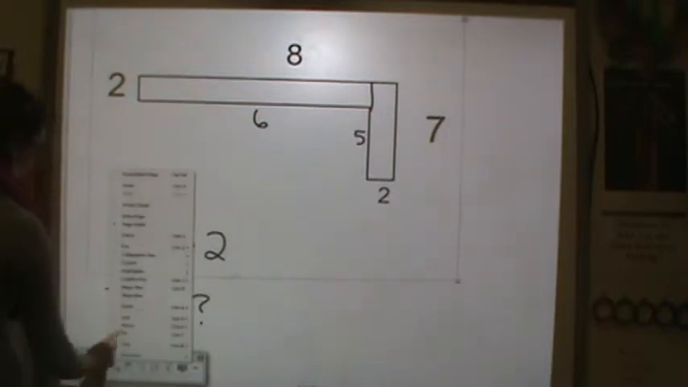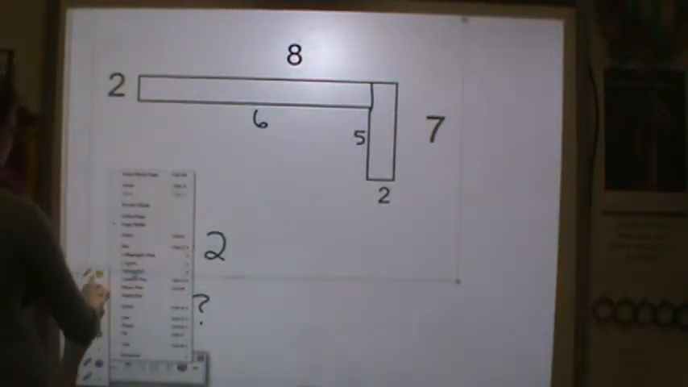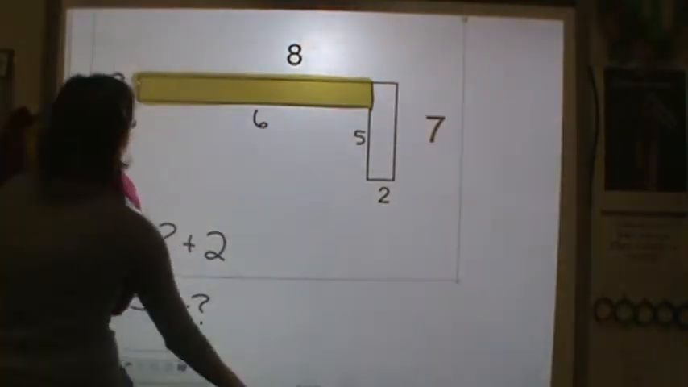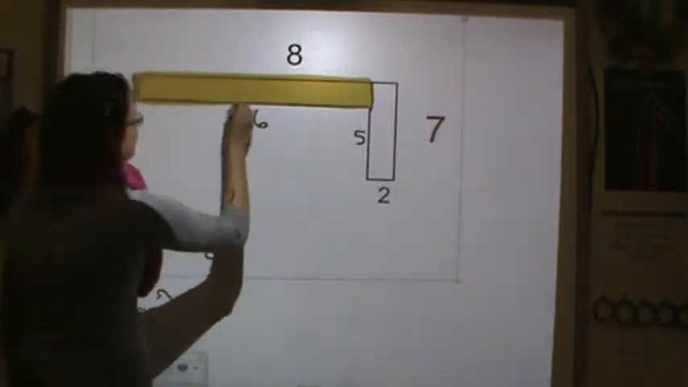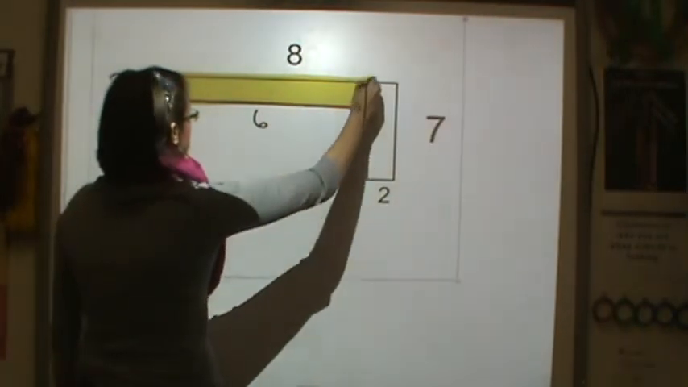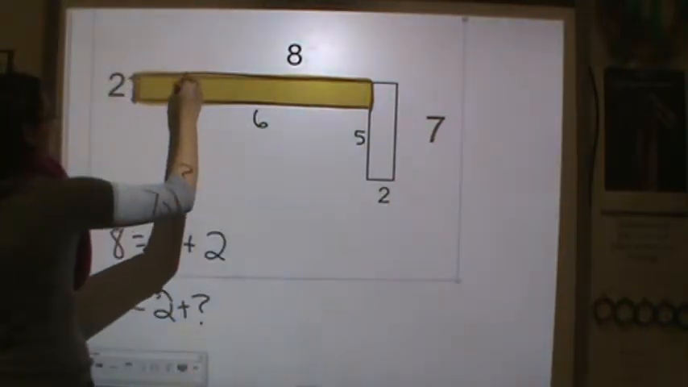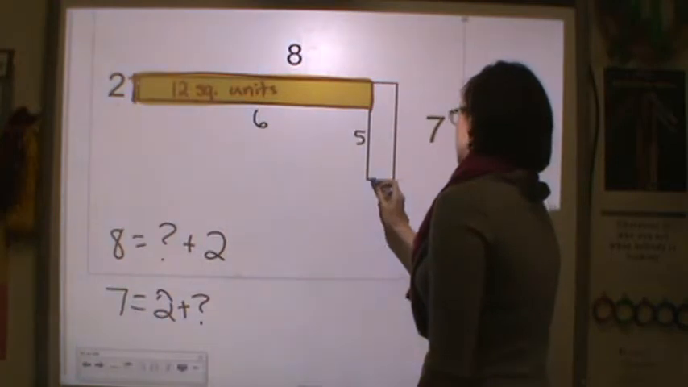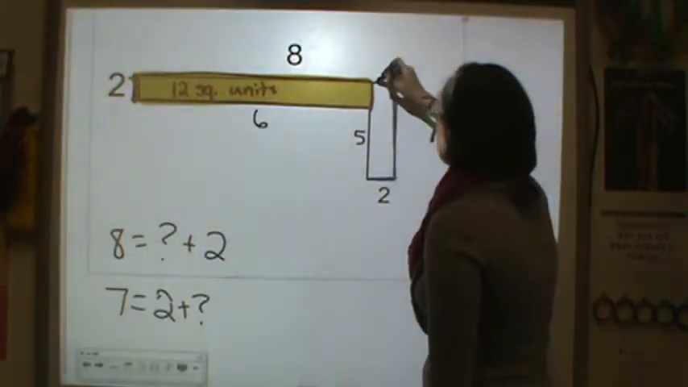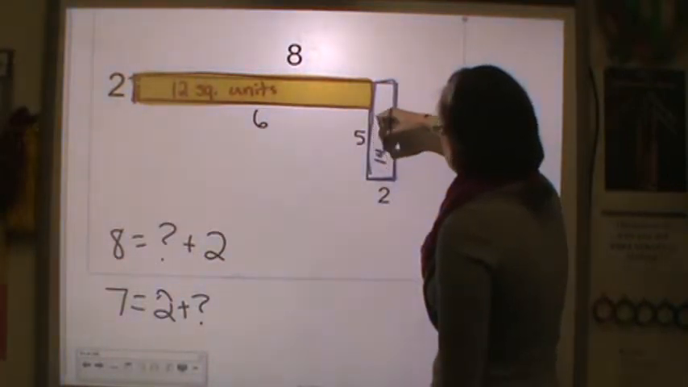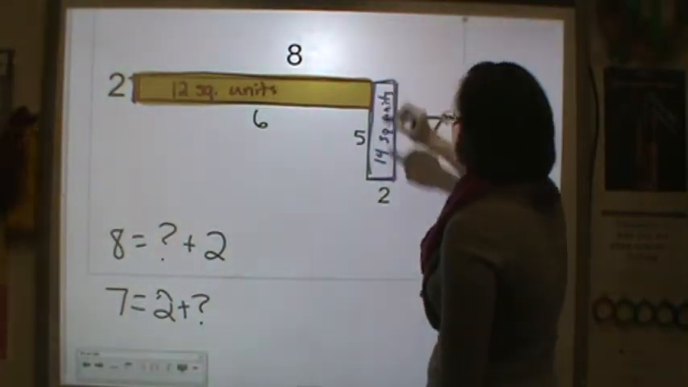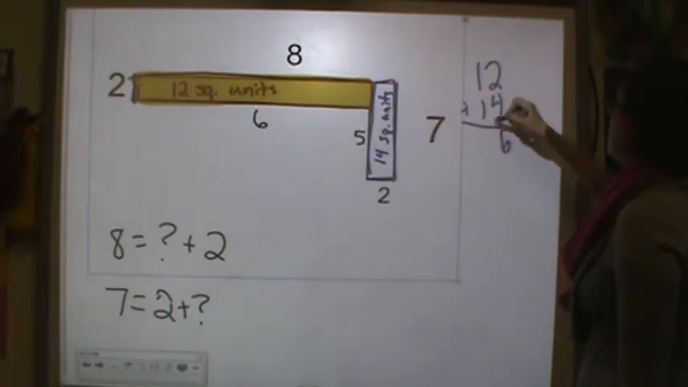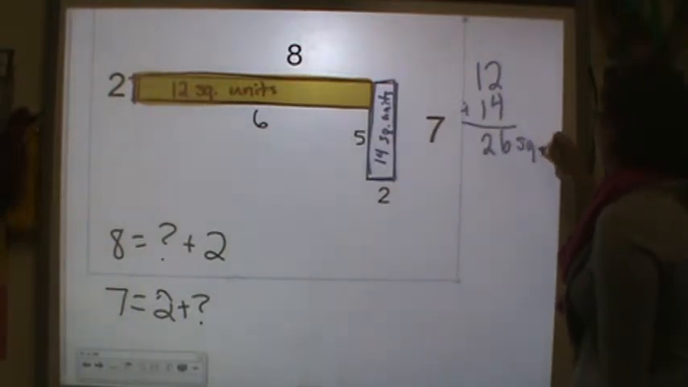All right, let's shade our shape. So we're gonna shade this top one. Now, length and width of this shape, this is a 2 by 6, right? Because 8 goes all the way down, but this part does not go all the way down. So 2 times 6 is 12 square units. And then this second shape, the length is 2 and it goes all the way up. So I need to use the 7. 2 times 7 is 14 square units. Now I just need to put these together. 12 and 14. 2 and 4 is 6. 1 and 1 is 2. So I have 26 square units.